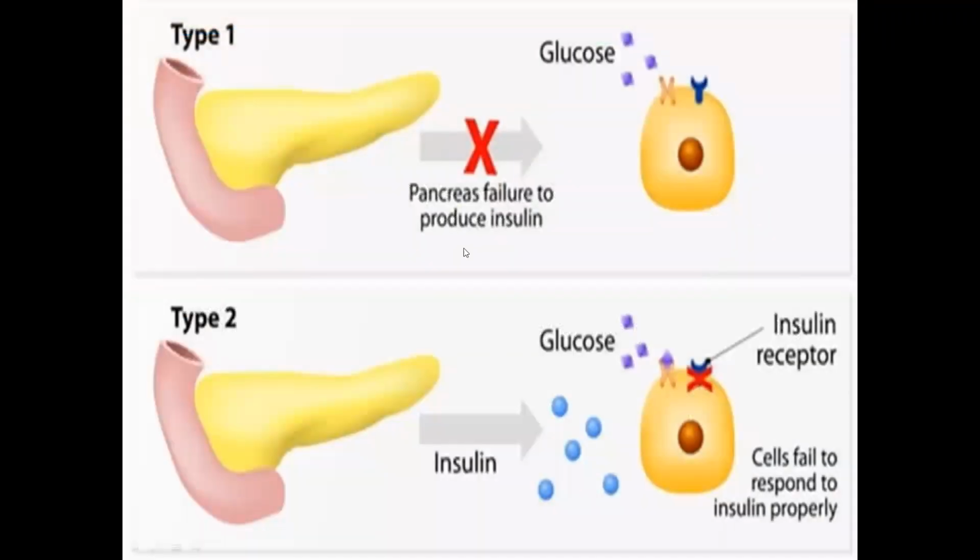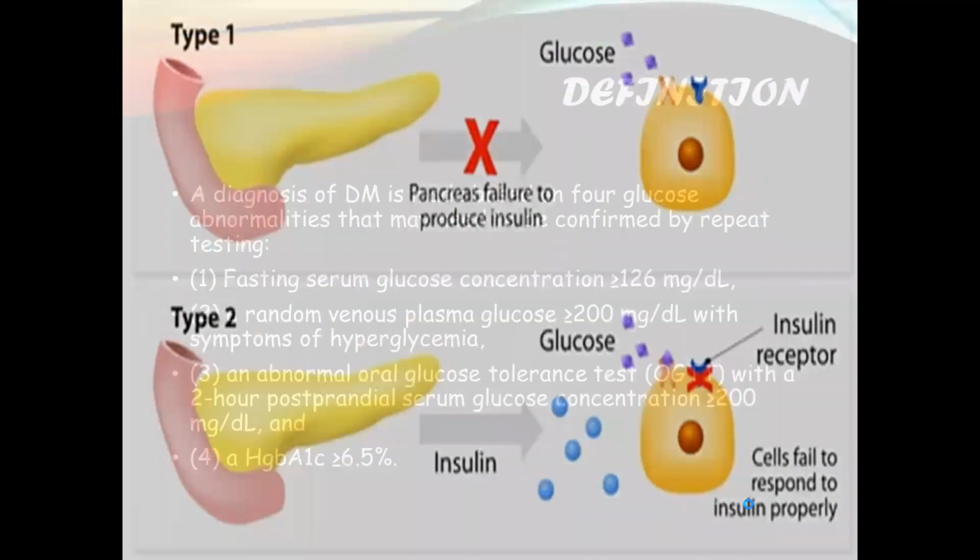So basically in type 1, you're able to say the pancreas is unable to produce insulin. However, in type 2, you're able to get glucose and insulin is coming to its receptor. However, the cell fails to respond to insulin properly. So there is insulin here, however, the cell is unable to respond properly.